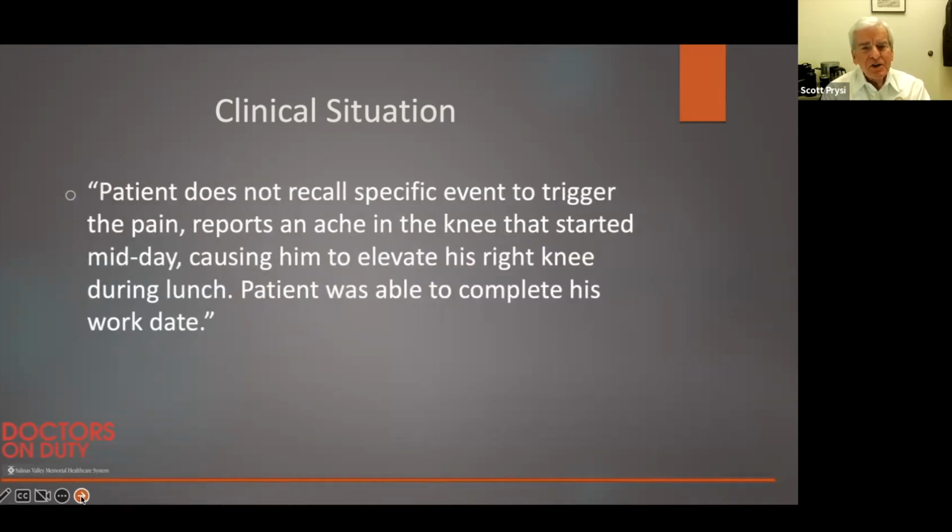The patient does not recall a specific event to trigger the pain. He reports an ache in the knee that started midday, causing him to elevate his right knee during lunch. The patient was able to complete his work day. So onset of pain or worsening of pain during the work day, nothing specific, but it happened while he was working, doing strenuous activities. Next slide.